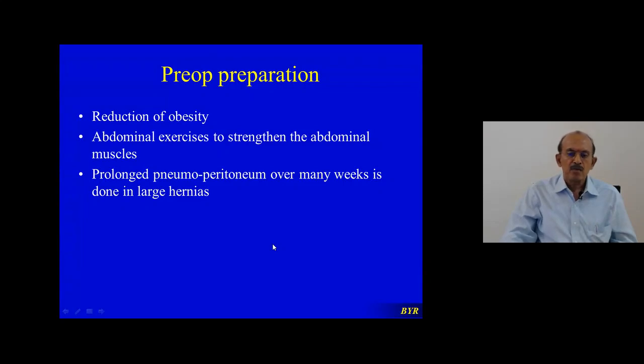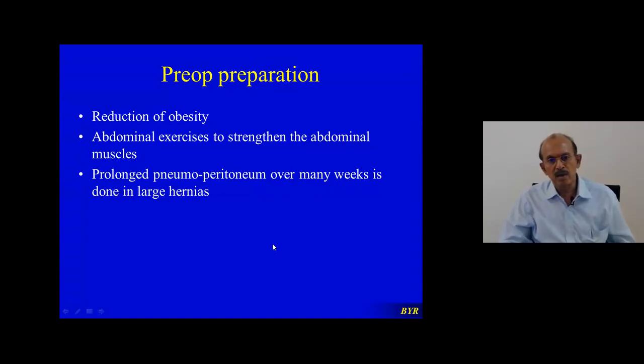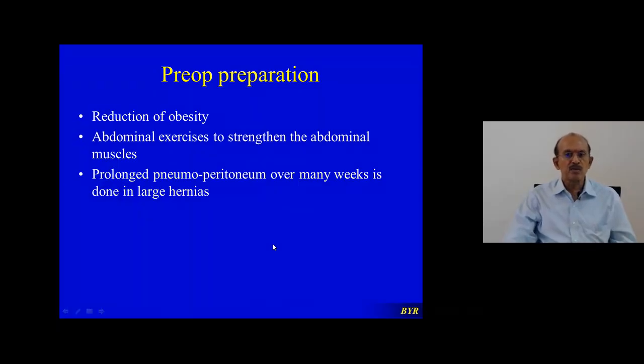And if the hernia has been there for a very long period outside, a large hernia, then reducing the hernial contents into the abdominal cavity will produce abdominal compartment syndrome. So in such cases, what you do is, first you do prolonged pneumoperitoneum over many weeks to increase the abdominal cavity. Then you do surgery in large hernias.